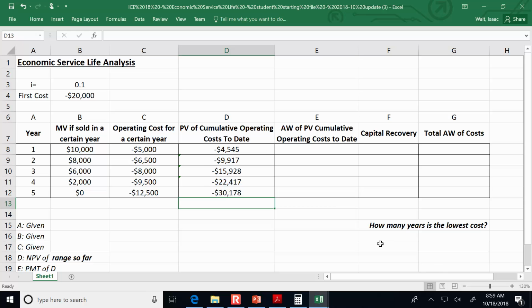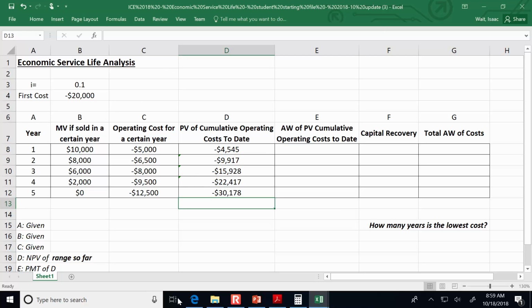Okay, now the next column, column E, we're taking this present value and we're spreading it back out over an annual series so that it's equal amounts. So look at the whiteboard. Instead of having a different amount each year, we want to take this present amount and find how much it would be if every year it's the same cost to cover the annual operating expenses. So we're converting it back into an annual amount.